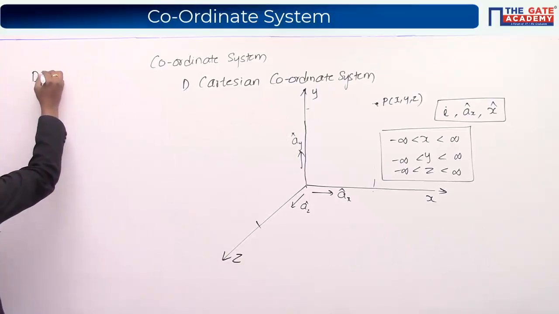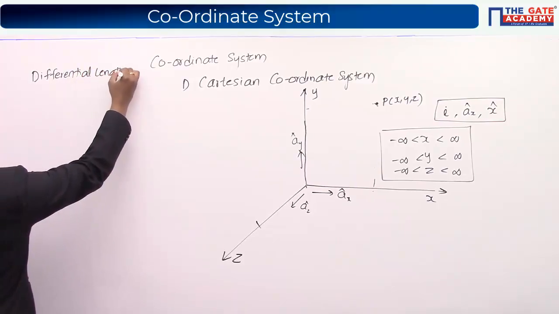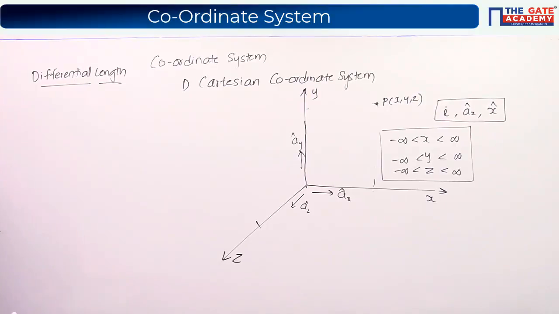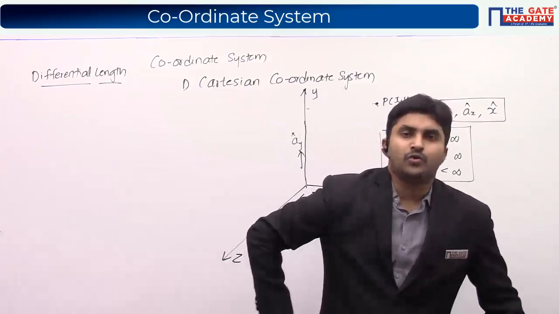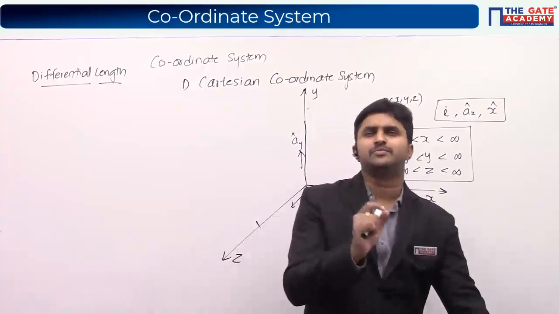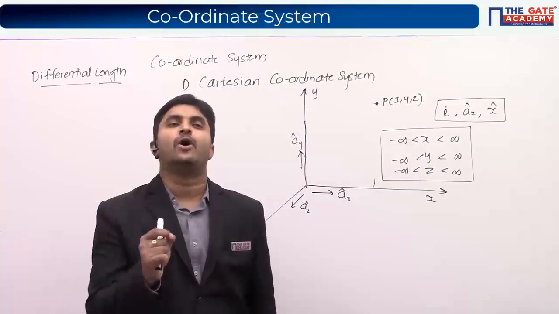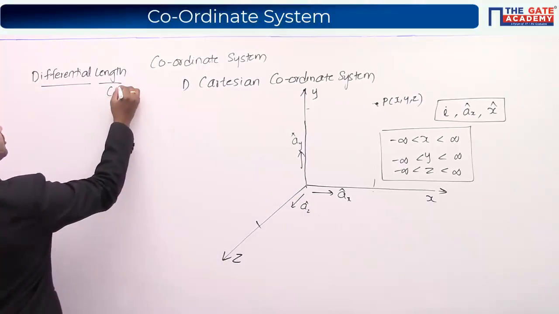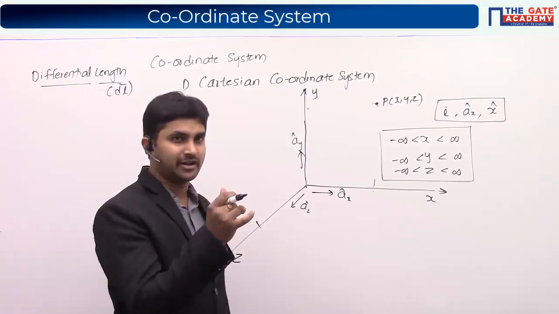Now let us talk about something called differential length. So what do we understand by the name differential length? Differential length simply means the smallest length or infinitesimally small length is what we are calling differential length. Very good. Okay. And the differential length can also be a vector quantity.